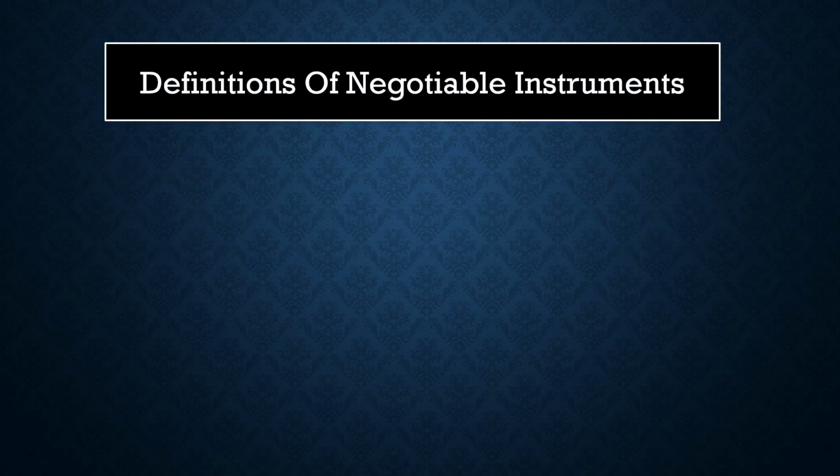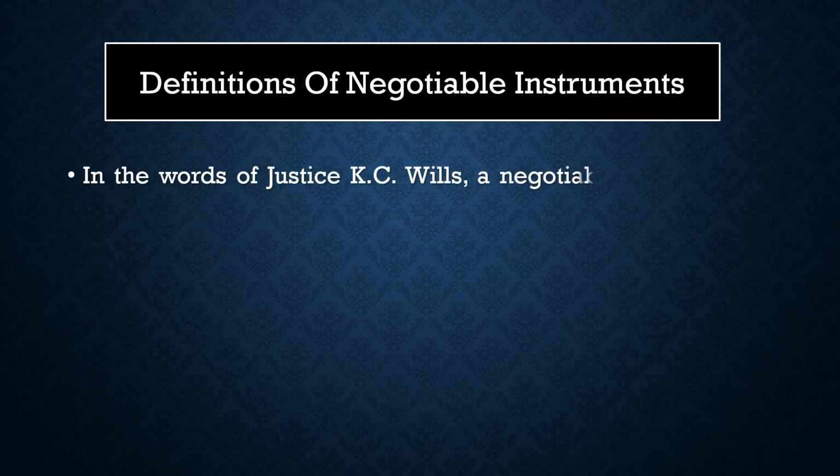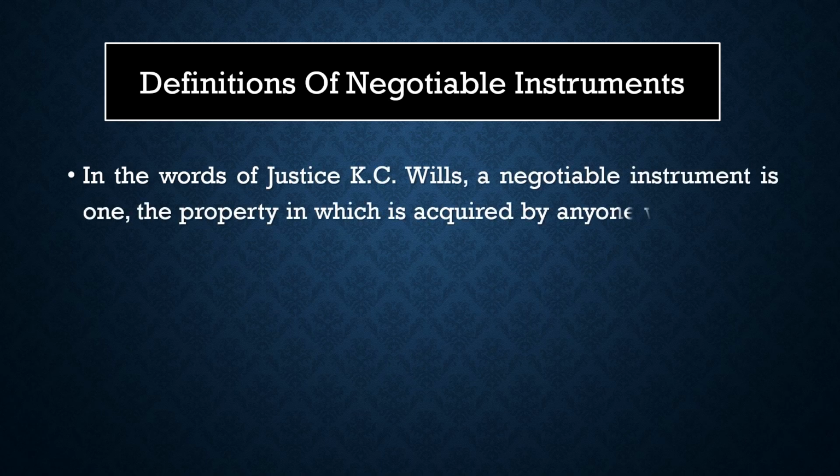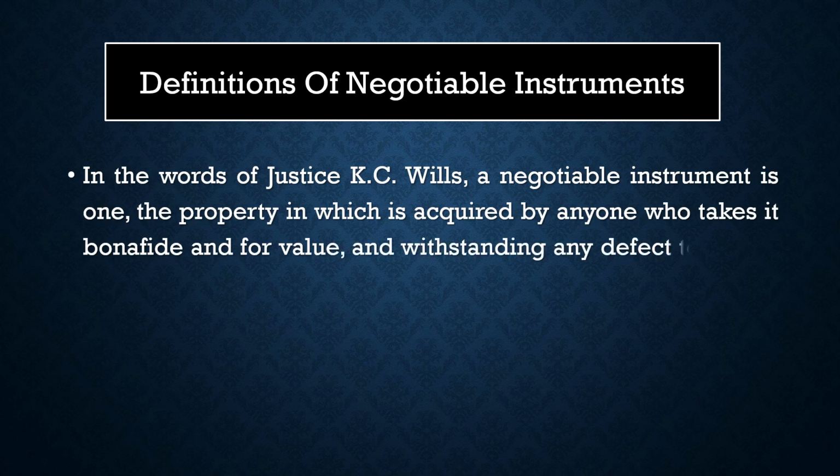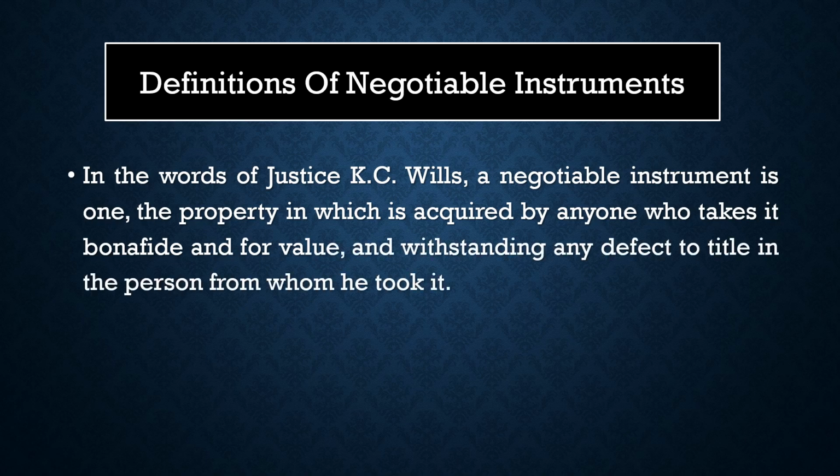We will see another detailed definition. According to K.C. Wills, a negotiable instrument is one, the property in which is acquired by anyone who takes it bona fide and for value notwithstanding any defect to title in the person from whom he took it. So this definition highlights the transfer of ownership from the payer to the bearer. While transferring the ownership, the defects of the payer will not be transferred. Only the ownership will be transferred from the owner, that is the payer, to the bearer, and not the defects of the payer.